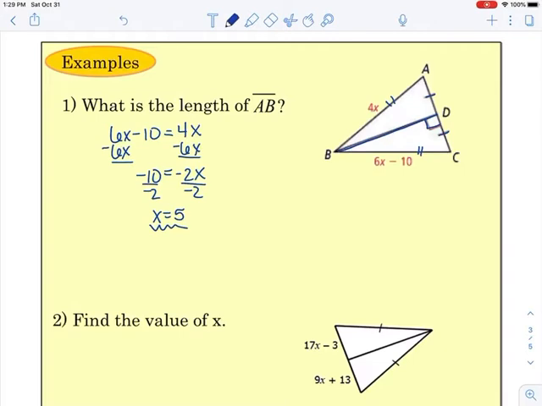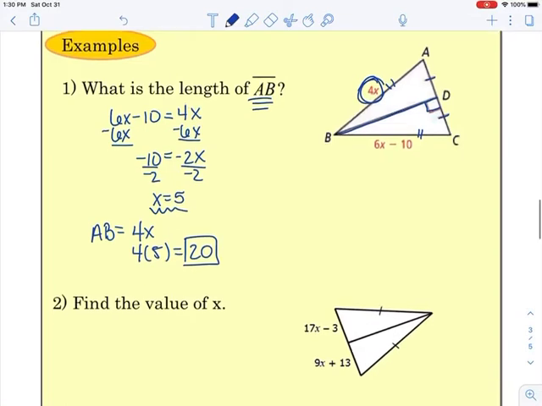Okay, this time, unlike previous problems that we've done, this one is actually asking you to find the length of AB. So now I need to go back and plug that x into 4x. So AB is 4 times x, and we just found out that x was 5. So 4 times 5 is 20. So the length of AB is 20.